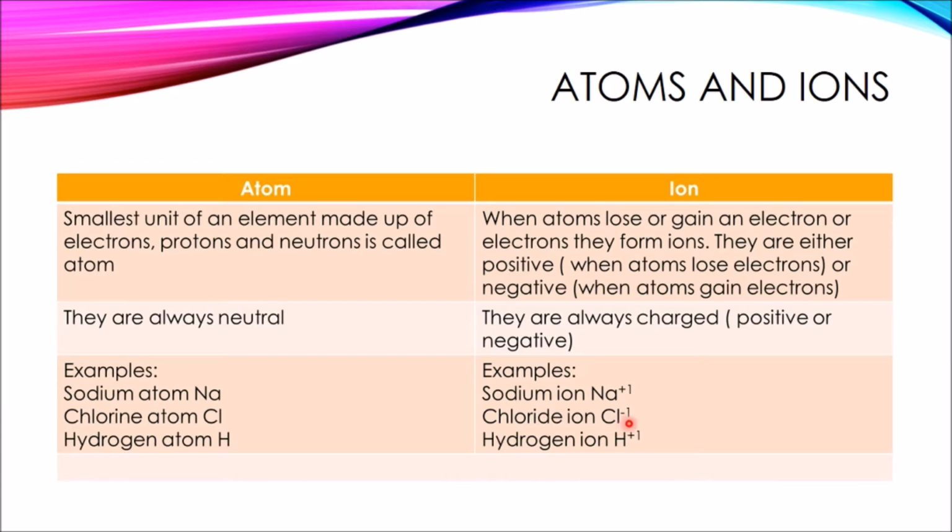1 negative charge का मतलब यहाँ पे क्या है? The negative charge will always mean that the electron is gained. इलेक्ट्रॉन गेन होने पे नेगेटिव चार्ज आता है, इलेक्ट्रॉन लूज होने पे पॉजिटिव चार्ज आता है. हाइड्रोजन एटम इज H, but the same hydrogen ion will be H plus 1. So hydrogen forms a plus 1 ion.